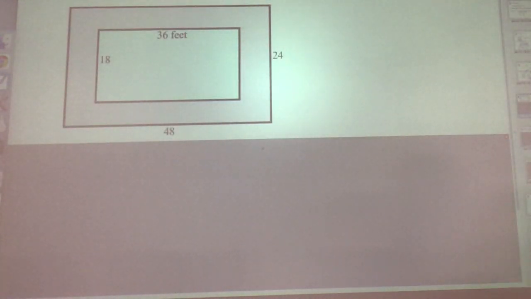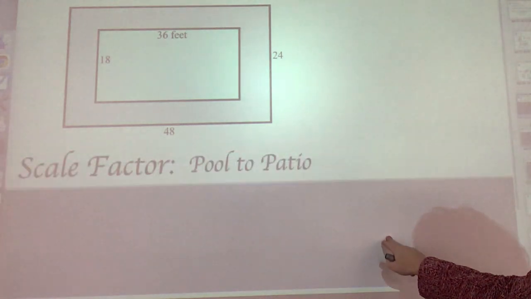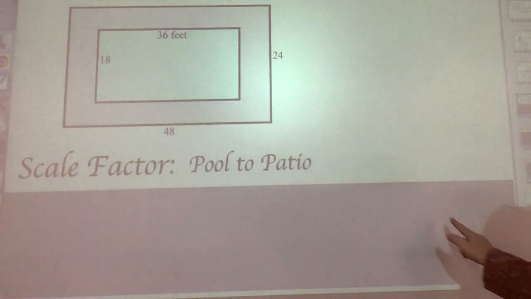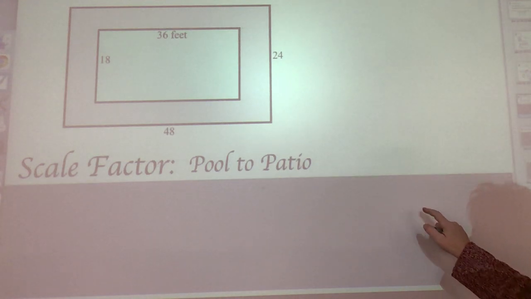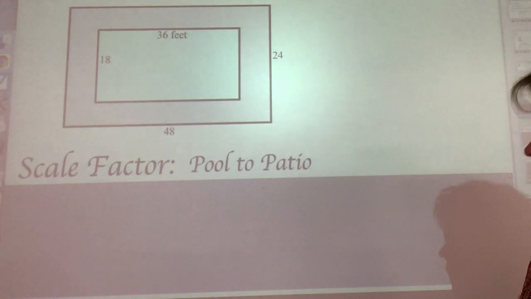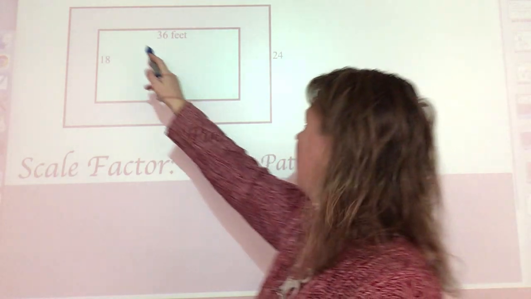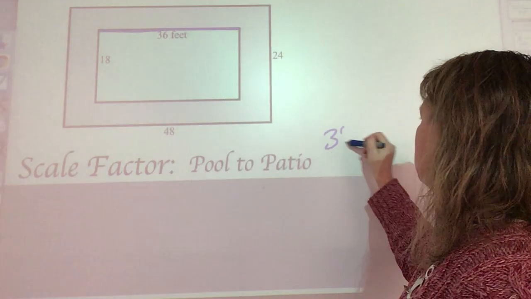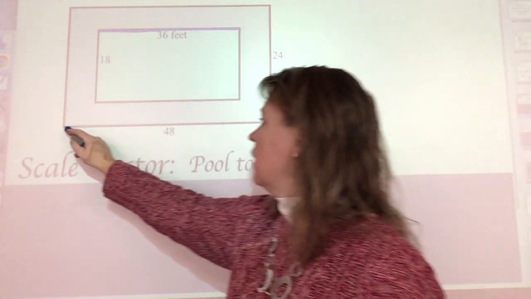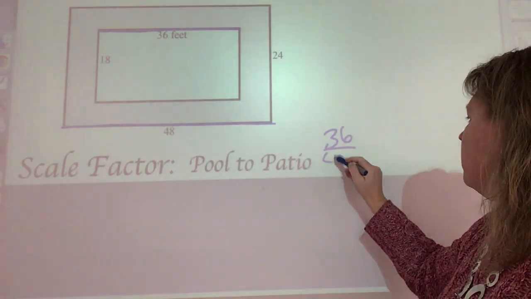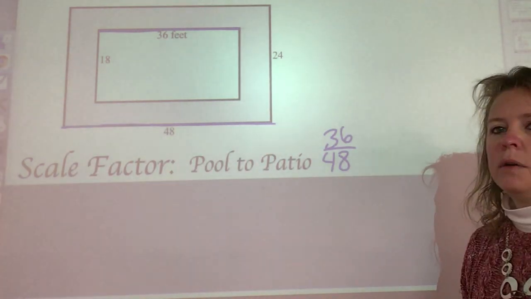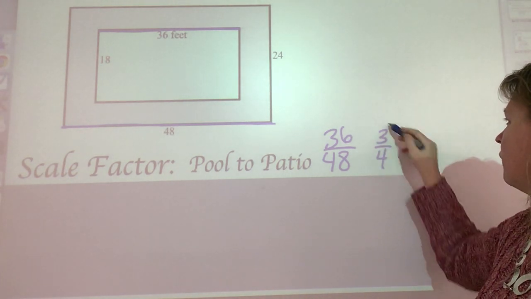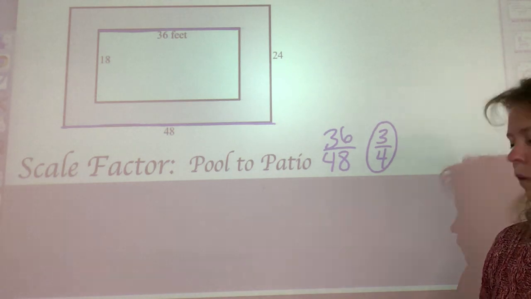All right, real life example. You've got this swimming pool, and it's surrounded by a concrete patio. You want to know the scale factor comparing the pool to the patio. So if I compare the pool to the patio, I would say, well, the pool is 36 feet wide. The patio is 48 feet wide. Reduce that by dividing them both by 12. And you find out the scale factor of the pool to patio is 3 to 4.